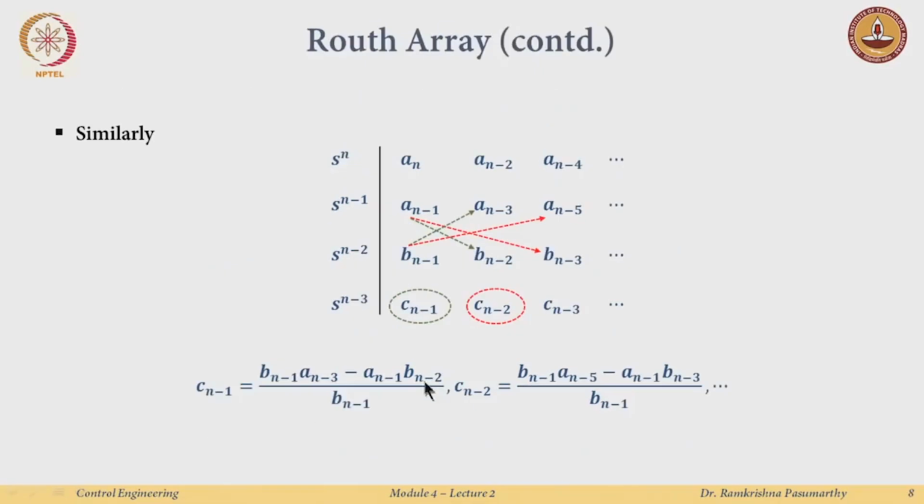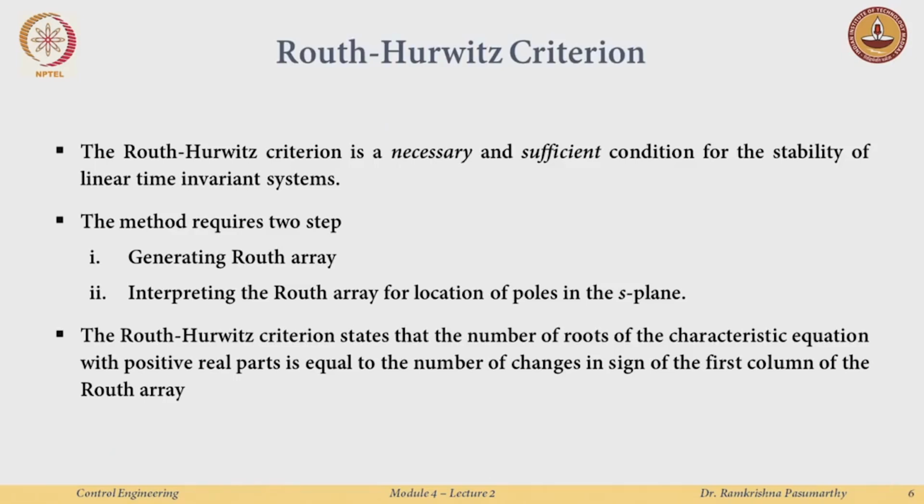I keep doing this recursively. How do I compute the third row, Cn minus 1? I start from here, take Bn minus 1, go to An minus 3, subtract the product of An minus 1 and Bn minus 2, and divide by this coefficient. Similarly, I do this for Cn minus 2, subtract this term and divide again by Bn minus 1, and so on. I do all these steps, and what does this last statement tell me?